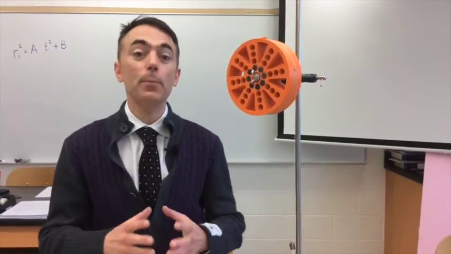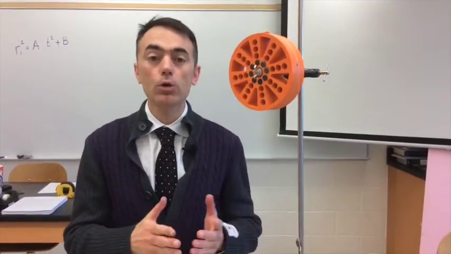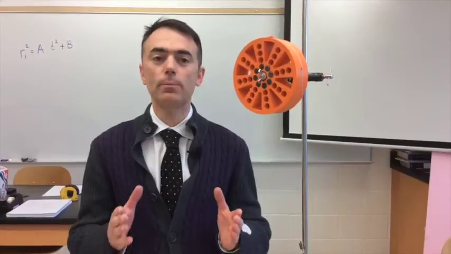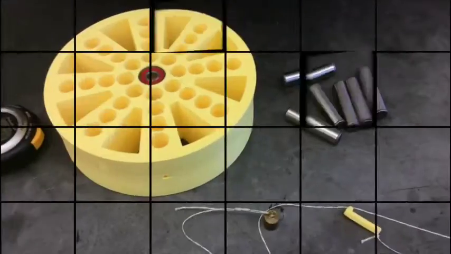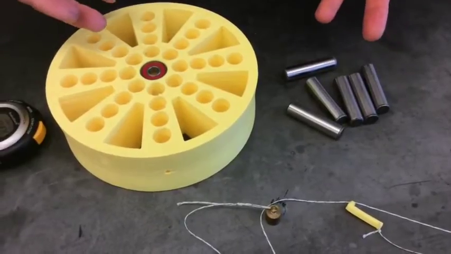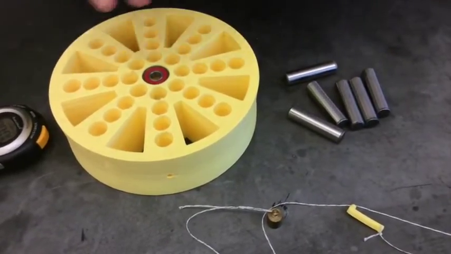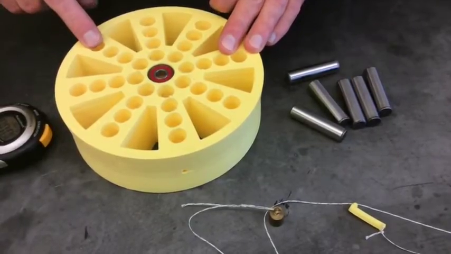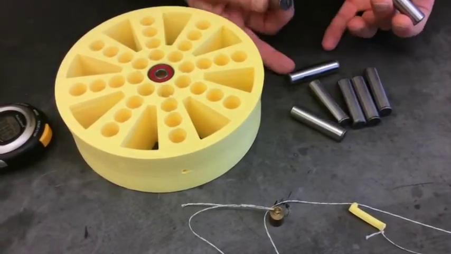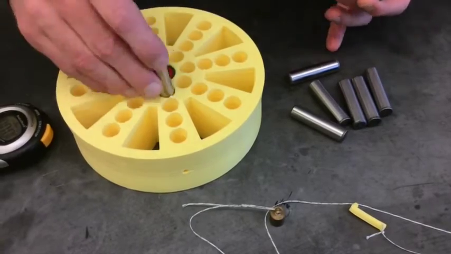In your task of saving the world from anti-science villains, you want to understand and predict how a cylinder rolls on an incline so that you can use it as a useful and helpful tool. This is the equipment that you have for this lab. It consists of a 3D printed cylinder with spokes and holes in it. You also have some metal rods that fit into the cylinder's holes.